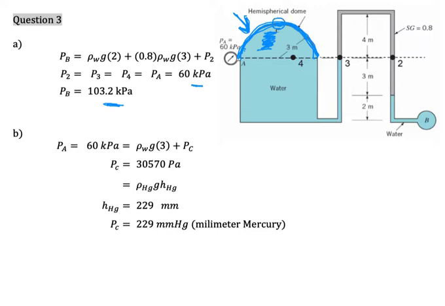To calculate the pressure at point C, we could use this idea. We know that the pressure at point 4 is equal to the pressure at point A. Then we could calculate the pressure at point A here, as shown here, as rho g h of this height plus the pressure that pushes at point C here. Then we could calculate it as this one, and it is equal to 30,570 Pascal. However, the question needs the unit of pressure in terms of millimeter mercury.